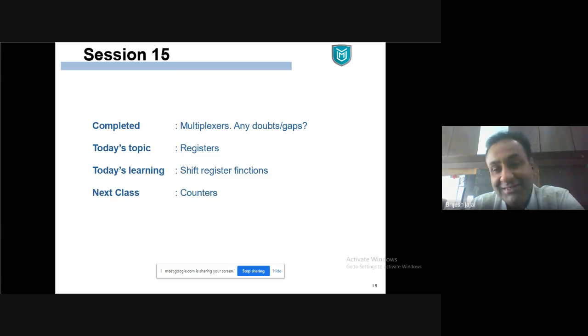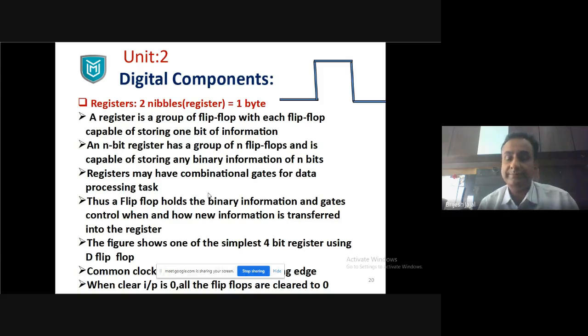We will start with registers now. So this is our today's topic. I told you last time also that there are certain basic circuits which are essential to understand this subject. One is multiplexer, another is registers, and the third is counters. Today you are going to learn one more very important topic, that is registers. We will see there are some categories like shift left and shift right registers. So what are the shifting functions that we are going to learn? That is your today's learning. And next class we will start with the counters.